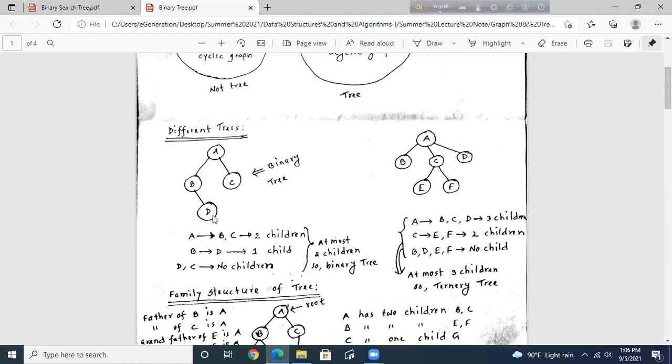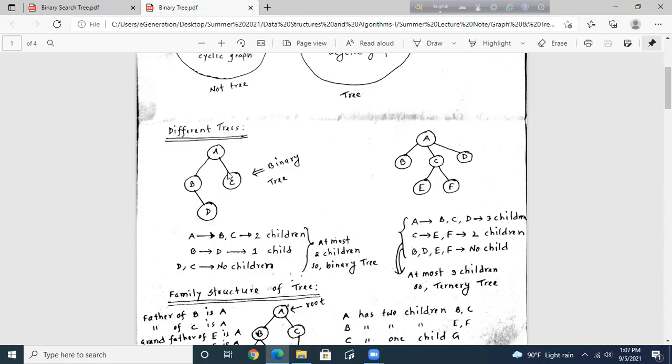B has only one child, that is D, and C has no children. Since each node has at most two children, it is a binary tree.